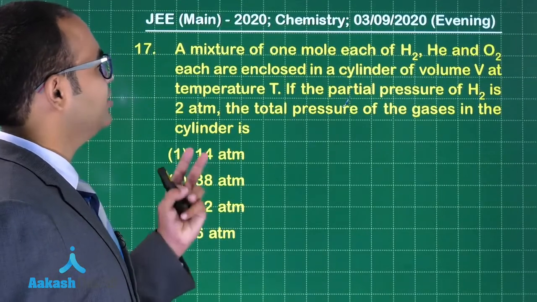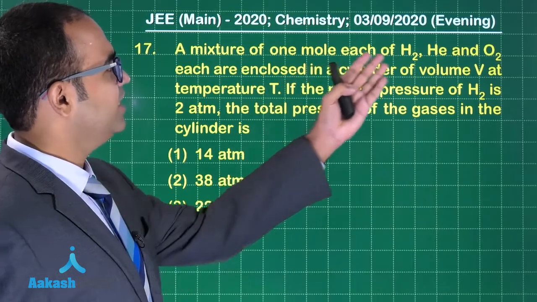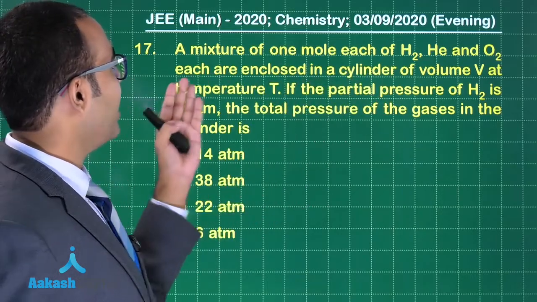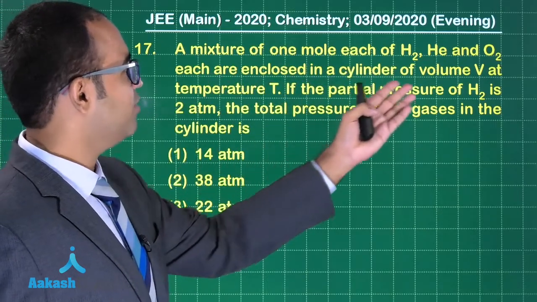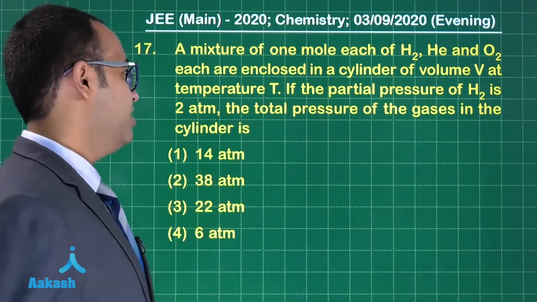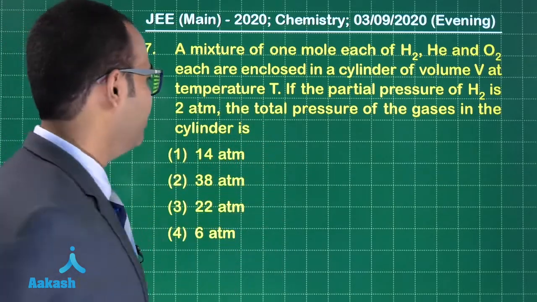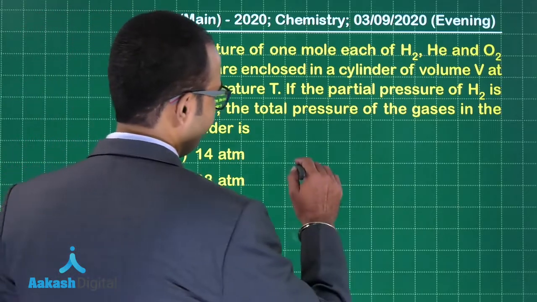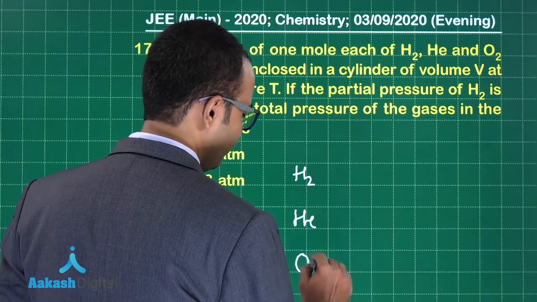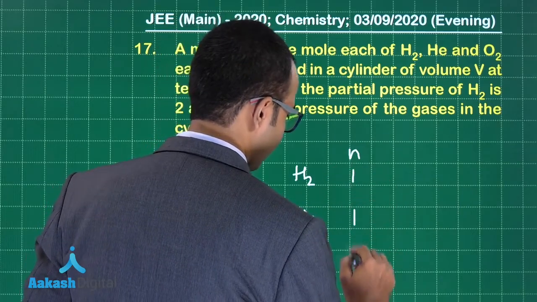So here what we have, it's a question from states of matter. A mixture of 1 mole of each, hydrogen, helium, oxygen, each are enclosed in a cylinder of volume V at temperature T. If the partial pressure of hydrogen is 2 atmospheres, the total pressure of gases in the cylinder is. So before we look at the options, let us jot down the data, guys. So we have hydrogen, helium, and oxygen. Number of moles, 1, 1, and 1.